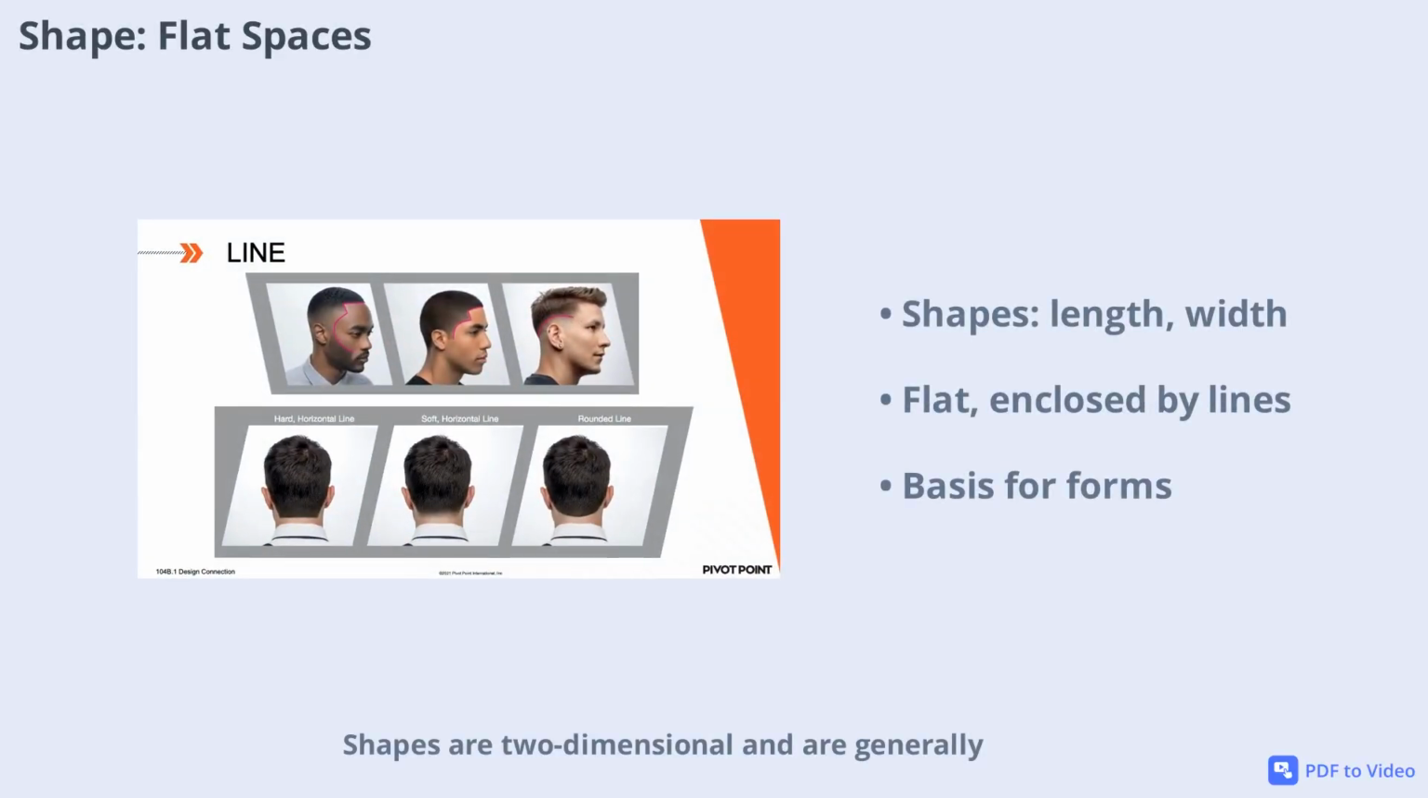Shapes are two-dimensional and are generally seen as flat spaces or planes. They have length and width but not depth. Shapes are enclosed by lines that meet themselves, and when extended into space, they become forms. The type of shape is determined by its angles or the lack thereof.